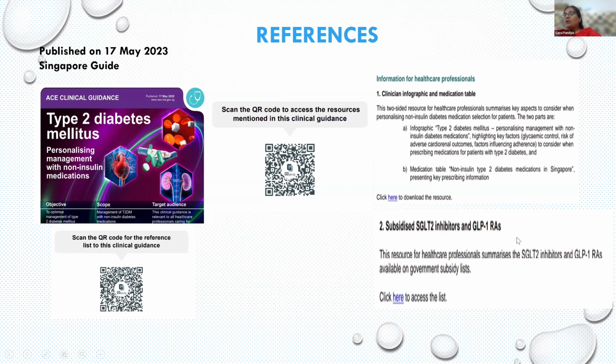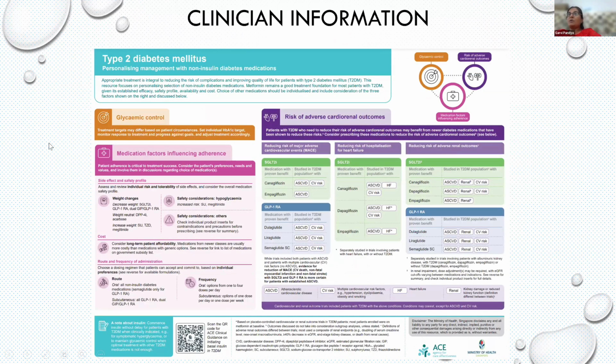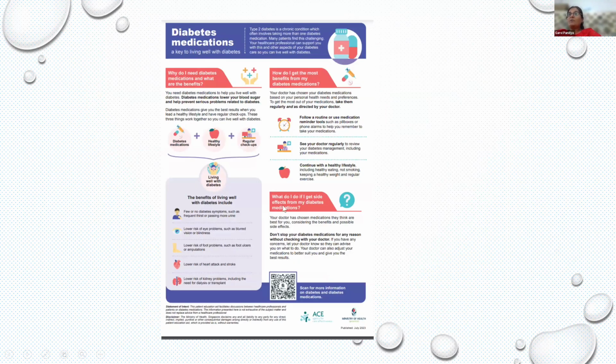In clinical practice, what the government has listed as SGLT2 inhibitors, and which are subsidized and which are not subsidized, is quite useful for the clinician. There is another one, which is clinical information for clinicians. And this is for the patient side, how the patient will look into it. This is the information leaflet for the patient. We just have to print it out and ask the patient to read.